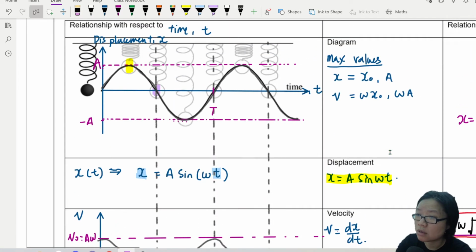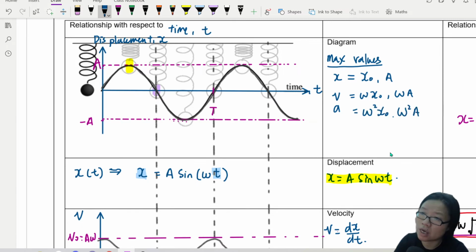So this maximum acceleration, a max, will be equal to omega square x0, or omega square a, or a omega square, depends on you lah. So this one is all maximum.